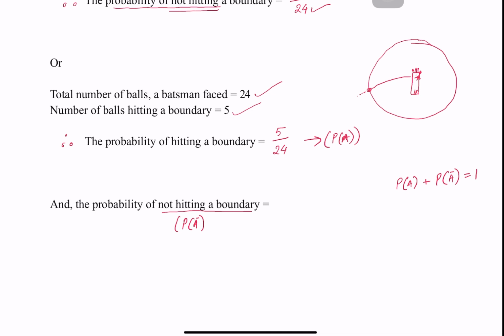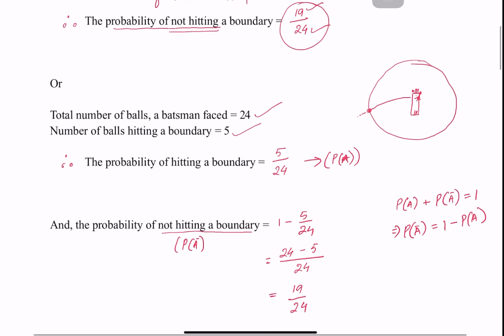So what will be the answer? The answer will be P of A bar equal to 1 minus P of A. That means, what is our P of A? According to the formula, let us write 1 minus 5 by 24. So let us do operation of fraction. So 24 goes this side, minus 5 divided by 24. So what is the answer? 24 minus 5 is 19 by 24. We got the same answer here and here. So we can solve in these two methods.